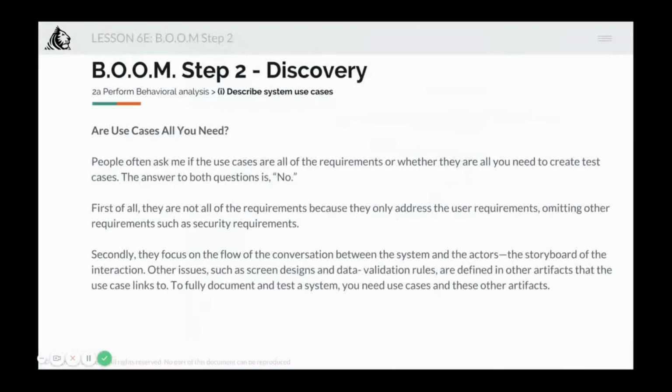So use cases are not all that you need, or just writing user stories is not enough, because you have to describe a lot of these things as well.